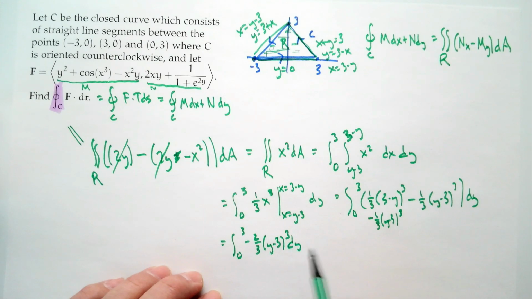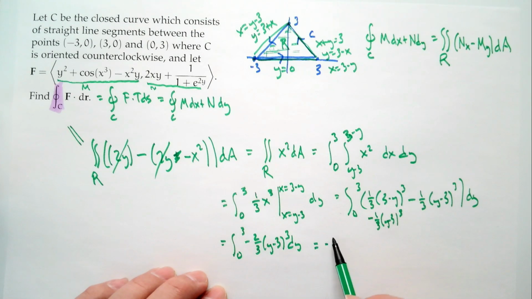And now, this is actually not a bad integral. You don't have to do anything fancy. You don't have to multiply it out. It's just y cubed, essentially. And so what do you get? Well, you get the following. Minus 2/3 times 1/4 (y minus 3) to the 4th power. And then we're going to evaluate that from 0 to 3.